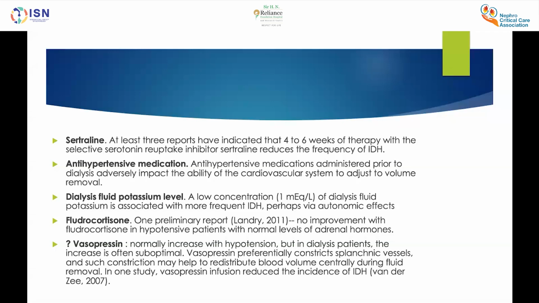A low concentration of dialysis fluid potassium is associated with more frequent episodes of hypotension. This is probably because of the autonomic effects. There's one report where they mentioned that there's no improvement with fludrocortisone in hypotensive patients with normal levels of adrenal hormones. And in one study, vasopressin infusion also reduced the incidence of intradialytic hypotension.